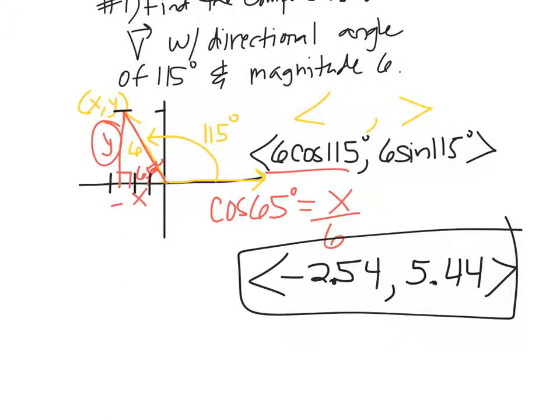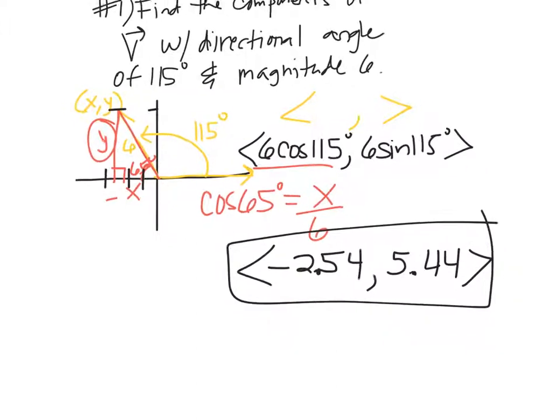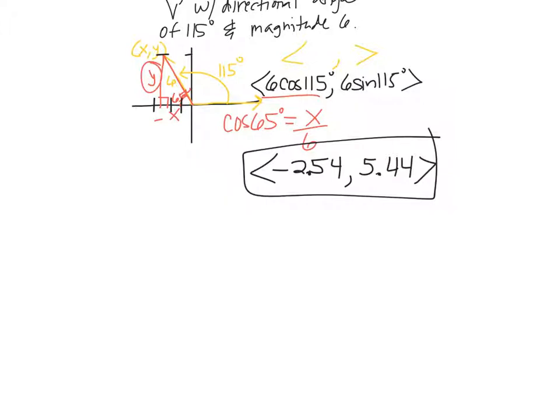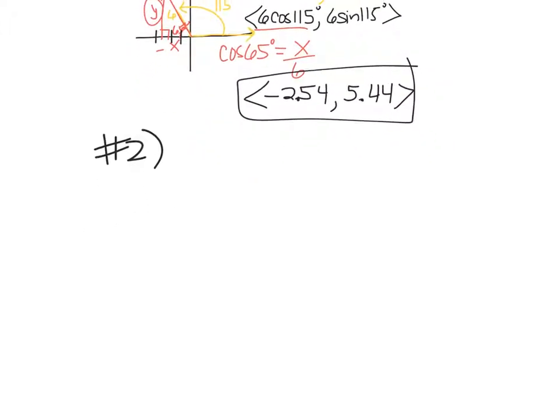So it's just trigonometry. It's just SOHCAHTOA. But like I said, if you want to memorize that formula, that's one little step easier, I think, if you can. Now we're going to go the other way, number 2. We're going to be given the component form, and you have to find the magnitude and the directional angle. So here we go.